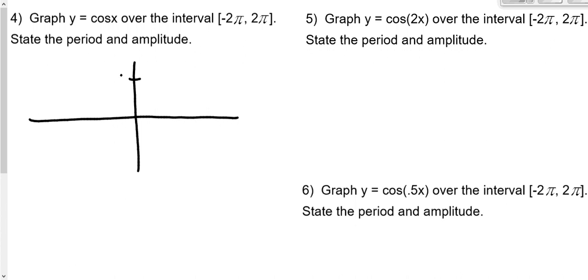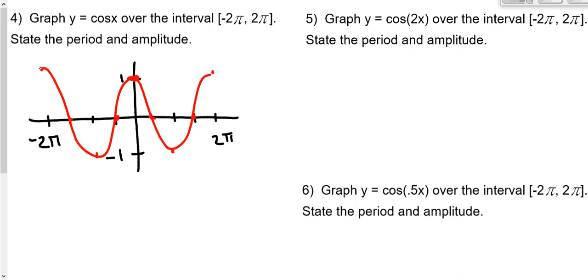All right, so the regular cosine graph, label your axes. And then remember cosine goes through the point 0, 1, so we're at the top, middle, bottom, middle, top. There's one cosine curve. And then same thing on the other side, middle, bottom, middle, top. There's another cosine curve. What's the period? The width of one cycle is 2 pi. What's the amplitude? Distance from the center to the top is 1.